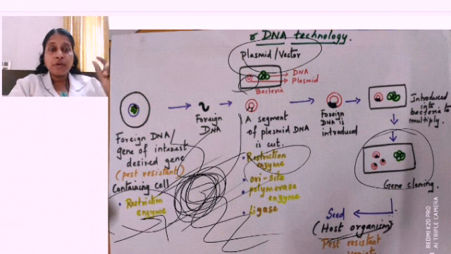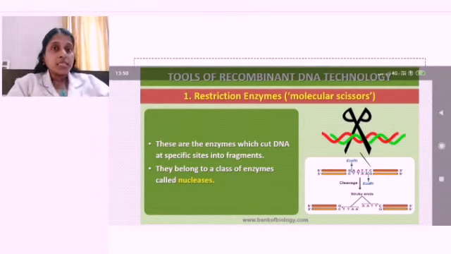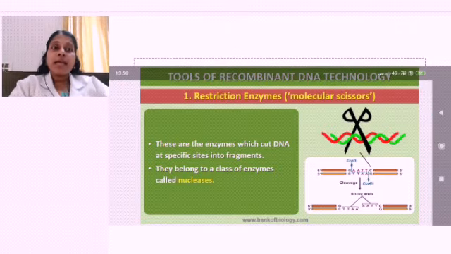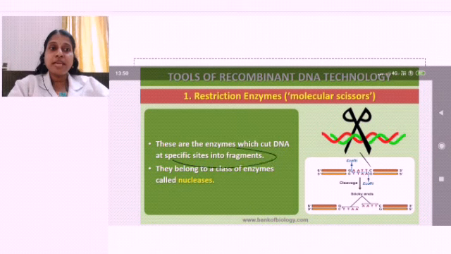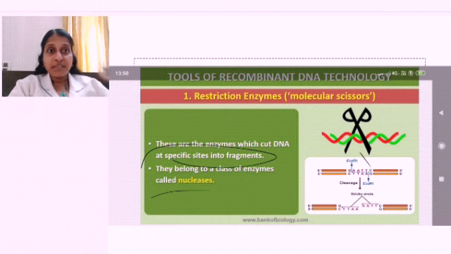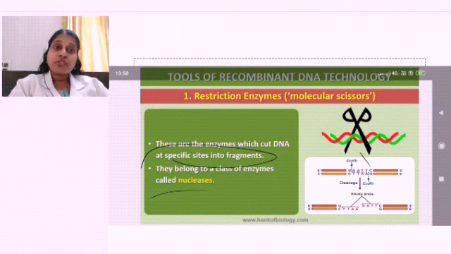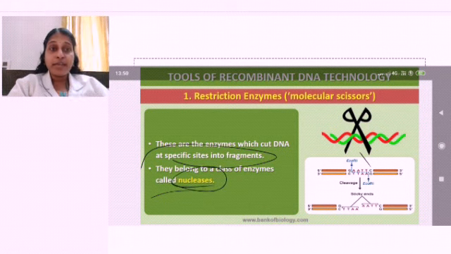We call the restriction enzyme molecular scissors, right? So restriction enzymes are enzymes which cut DNA at specific sites into fragments. Yes, they belong to a class of enzymes called nucleases. This is a one word question. Under which category do restriction enzymes fall? We have transferases and isomerase, which we have learned earlier. Like that, under which category is this restriction enzyme falling? It is falling under a category called nucleases. It is a one word question.